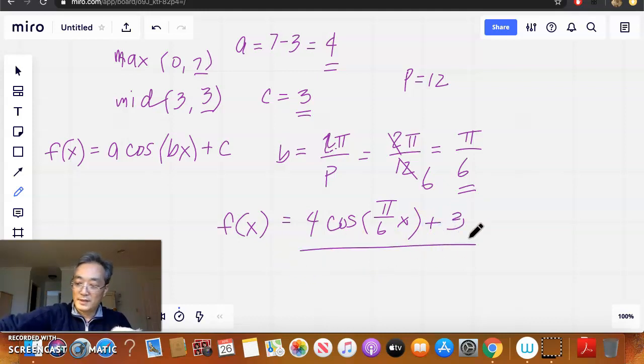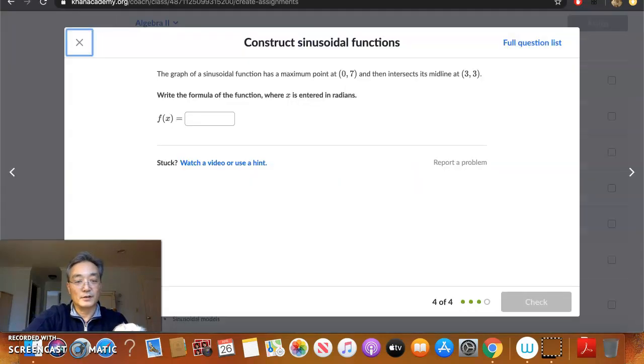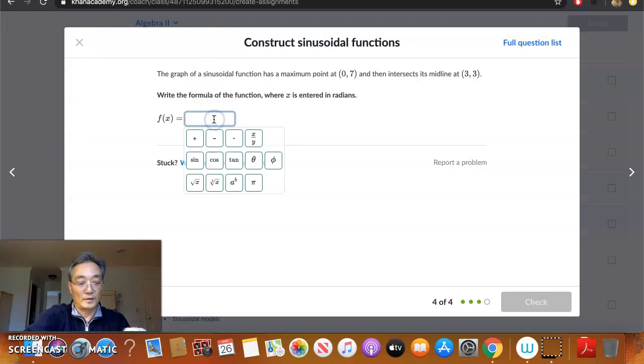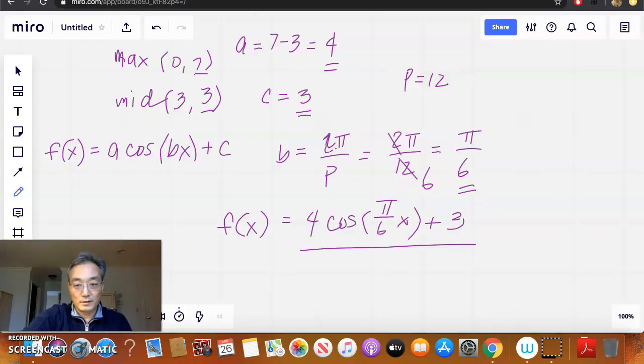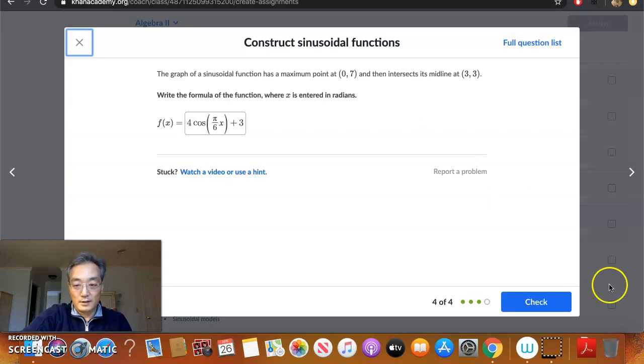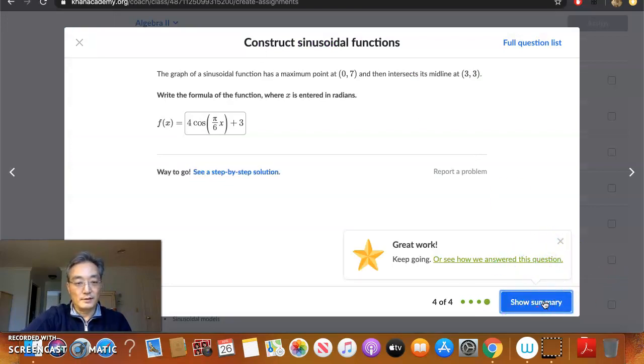Okay, let's type that in. 4 cos pi over 6 x plus 3. 4 cos pi over 6 x, and then I believe it's plus 3, right? Plus 3. So quick check. Yes, it is. And there it is.